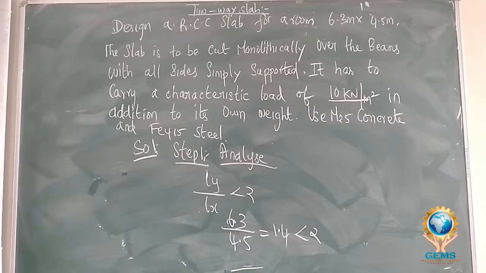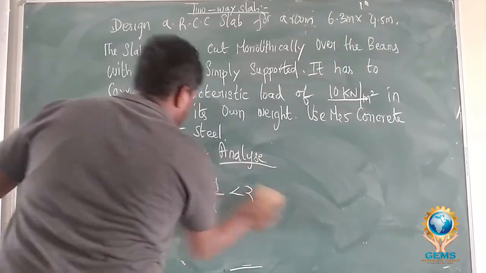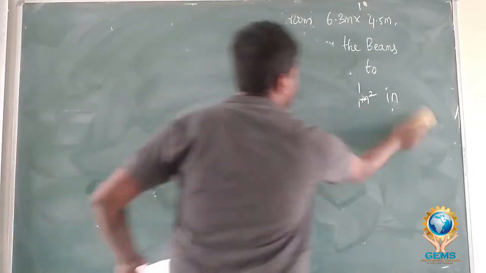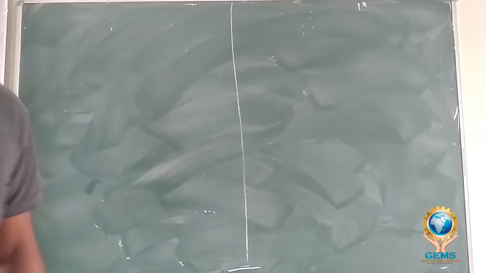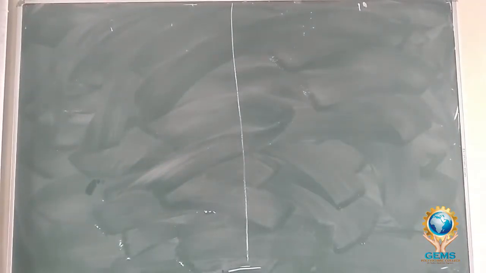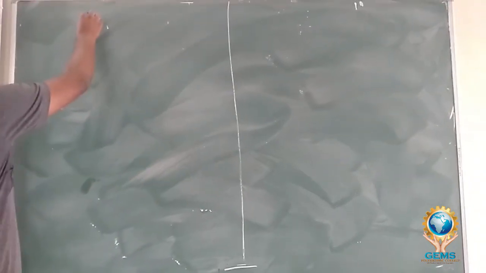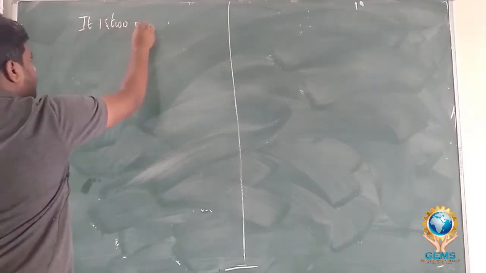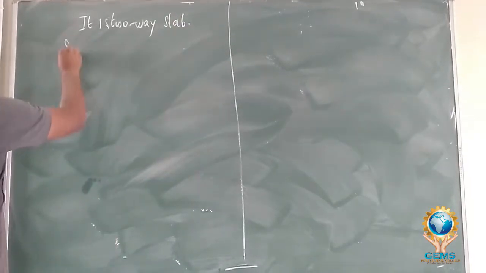I will erase this question, so you copy this question and take notes. So your given slab is a two-way slab. What is step number 2?